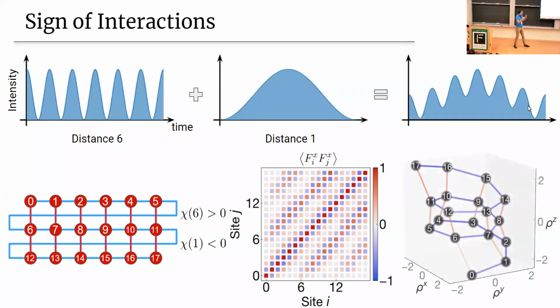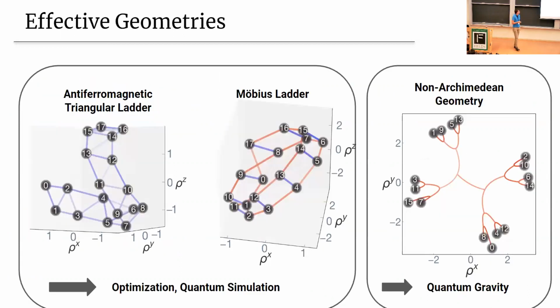And now if we look again at the correlations, we basically see anti-correlations if they are one side apart and correlations if they're 6 sides apart. And now if we reconstruct the geometry, then it's basically this cylindrical geometry over here with these ferromagnetic and anti-ferromagnetic links. And so just to summarize a bit what else we can do.